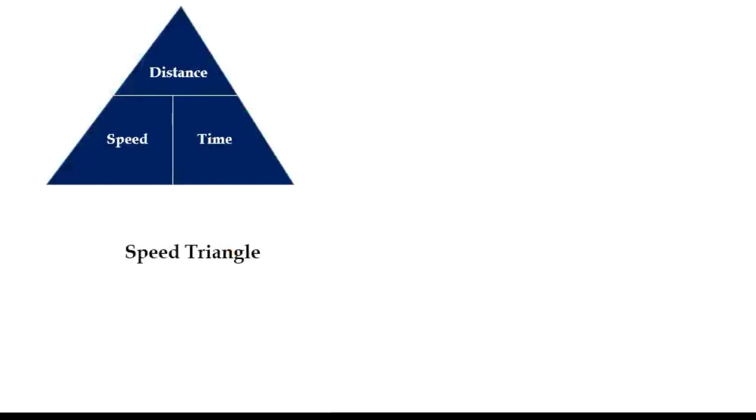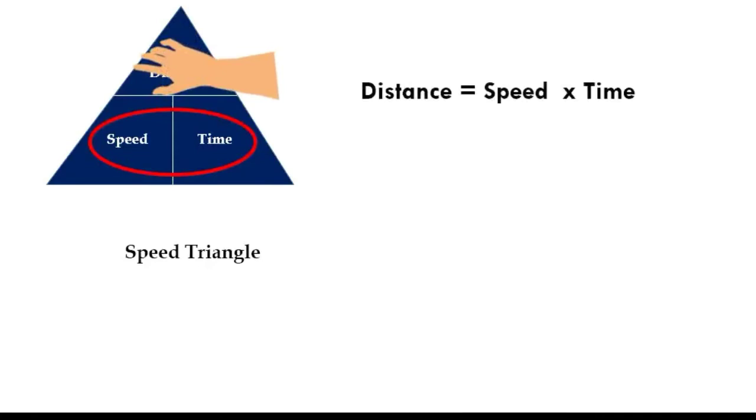Next, how to remember the three formulas with which we can easily do numerical problems on speed, distance and time. This triangle, in which these three quantities are represented like this, is known as the speed triangle. If you want to find the distance, put your hand on the distance, and distance is given by speed and time. So distance is equal to speed multiplied by time.